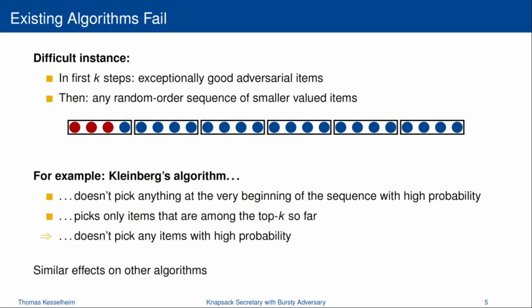You will observe similar things for other algorithms, which often use the first fraction of the sequence to estimate the optimum. And this is what can be easily fooled by an adversary by presenting you exceptionally good items at the very beginning of the sequence, and then you are far too picky to choose anything later happening in the sequence.